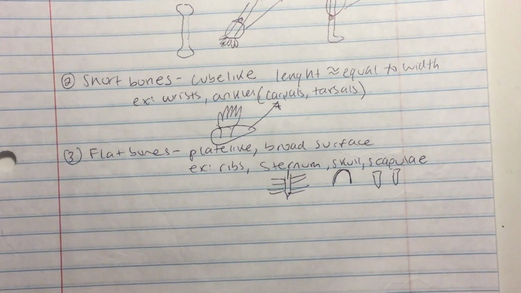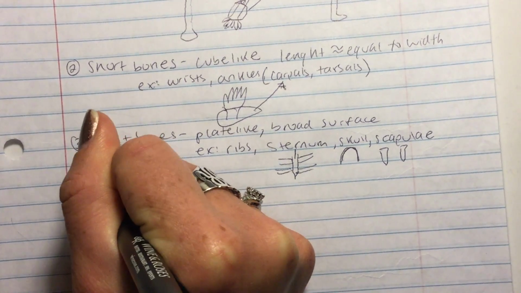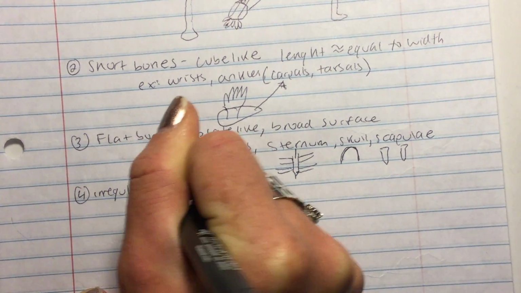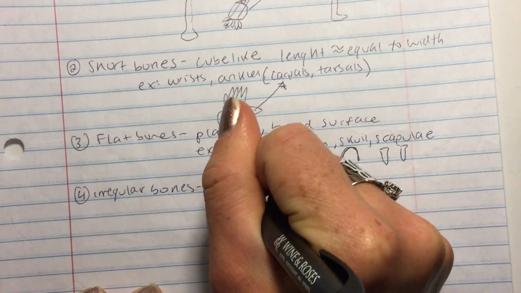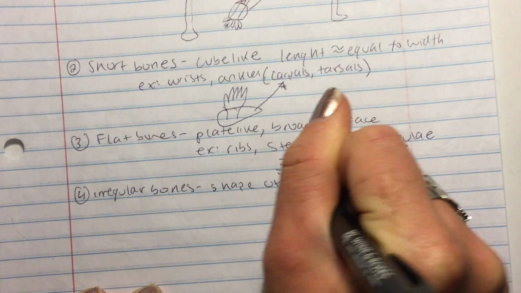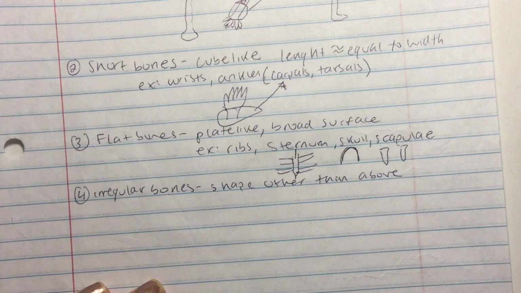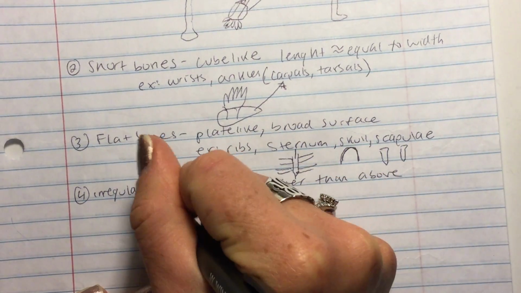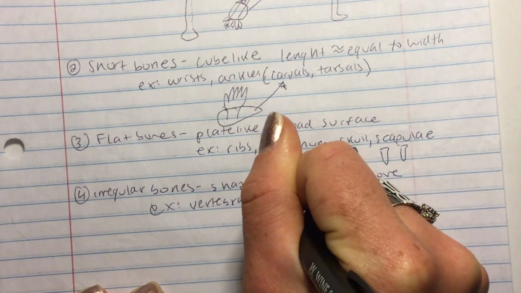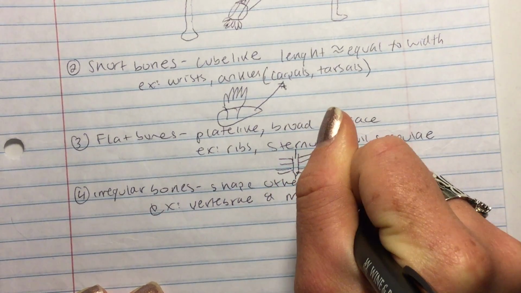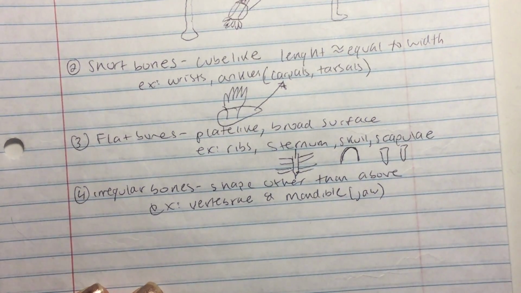The last type is irregular bones, and oddly enough, the way we categorize irregular bones is just anything that doesn't fit into the other categories. So these are any shape other than above. Okay, some examples would be the vertebrae and the mandible, which is like the jaw, again, amongst many others in the body.